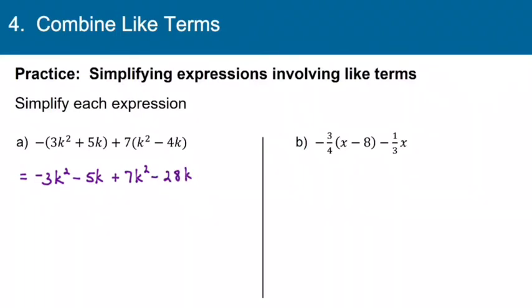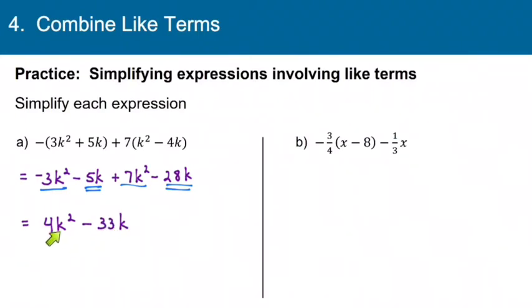Okay, now combining like terms, I've got a k squared here and a k squared here. So these two are like terms. -3k squared plus 7k squared will add up to 4k squared. And then we have a -5k and a -28k. So combining these two k terms, -5 plus -28 is going to be -33. So that gives us minus 33k.